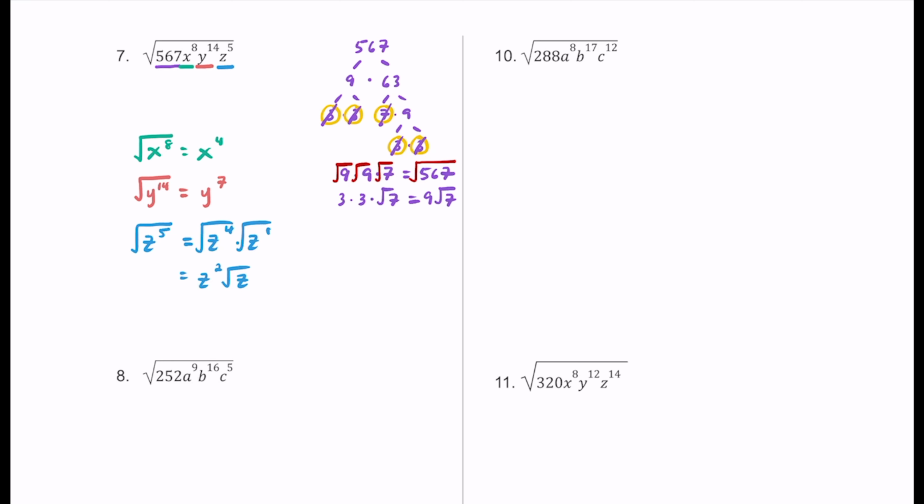Okay, so let's see what got to come out. It looks like this 9 comes out, this x to the 4th, y to the 7th, and z squared all get to come out. So let's go ahead and write those. Let's have 9, and then we have x to the 4th power, y to the 7th power, z to the 2nd power. And let's see what was stuck inside still that didn't have partners. Let's put a 7 in here, and then let's put a z. All right, so this would be the most simplified radical.